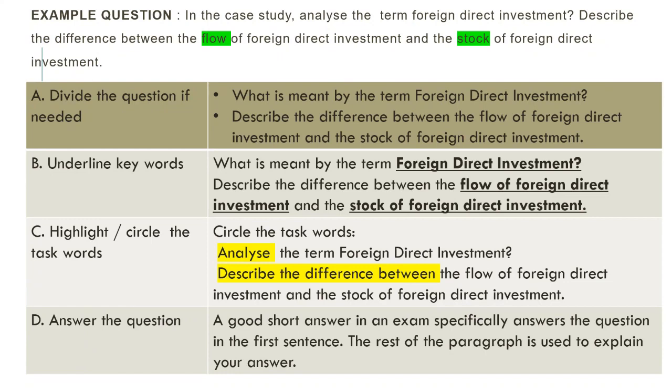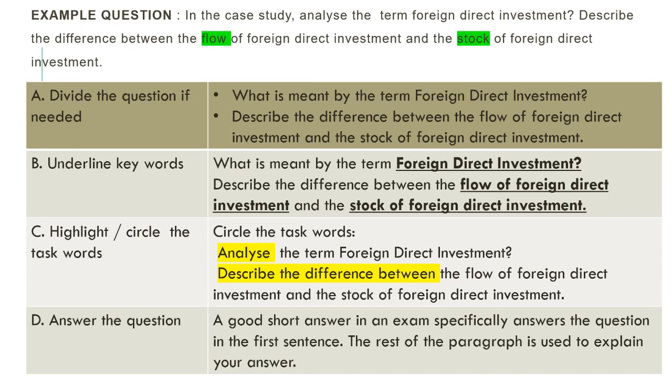Okay, so what you need to do when you get a question like this is divide the question if needed, like this one now. It's quite a complex question that has many questions in one question, or many prompts. So firstly, what is meant by the term foreign direct investment? Then describe the difference between the flow of foreign direct investment and the stock of foreign direct investment. Right, you unpacked the question.